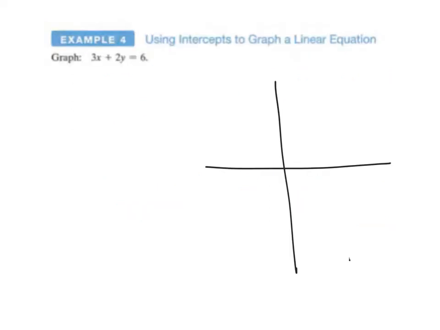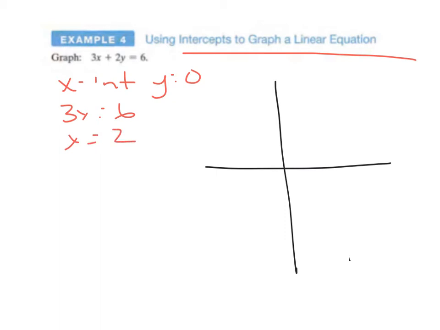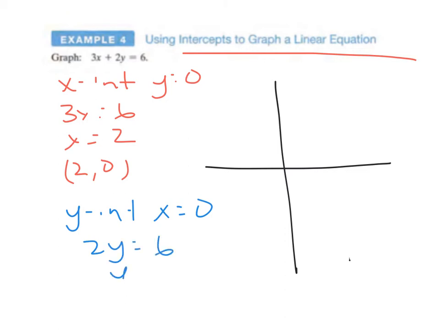So if we're trying to use the intercepts to graph an equation, I'm going to go x-intercept. So I make y 0, y equals 0. So I get 3x equals 6, so x equals 2. So my point is 2, 0. And then my y-intercept, I make x equals 0. So I get 2y equals 6, so y equals 3. So the point is 0, 3.